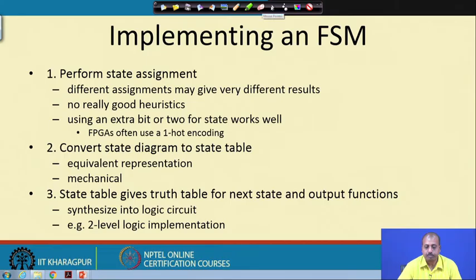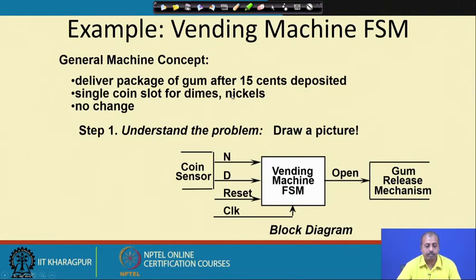So, if we look into an example, we are looking into a vending machine. It delivers a package of gum after 15 cents have been deposited. There is a single coin slot for dimes and nickels, and no change is given back. So, the first step is to understand the problem. This is my vending state machine FSM.